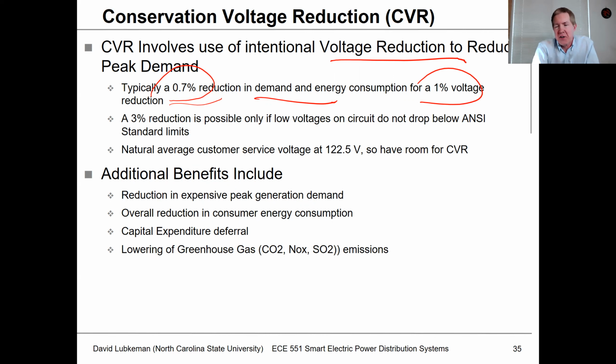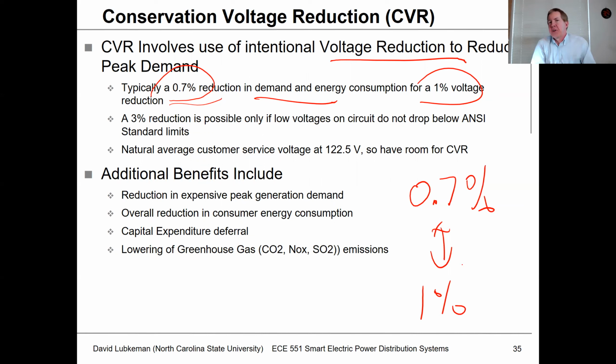And so if you talk about a CVR factor of 0.7%, usually the way we index this is that we look at a percent drop in voltage, and we're looking at what we can get for a change in real and reactive power from a 1% drop in voltage. So in this case, the CVR factor would be 0.7%. What I have to watch out for if I want to reduce the voltage, say I'm going to try to reduce the voltage by 3% to get a 2.1% drop in demand, is to make sure my voltages that are low don't drop below the ANSI restrictions.